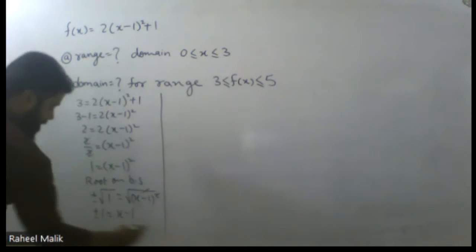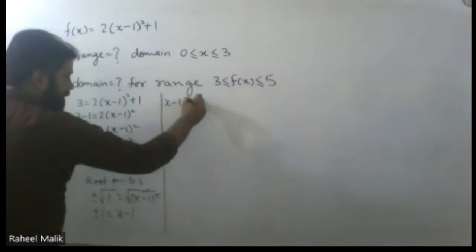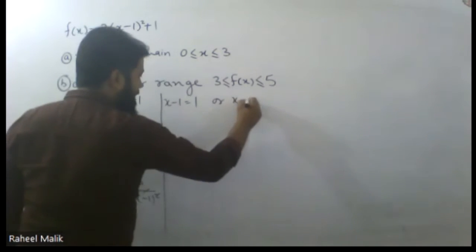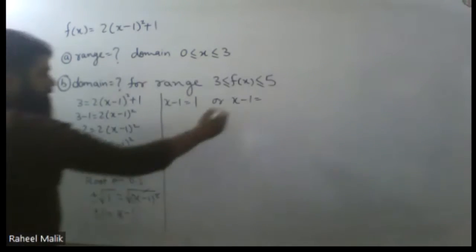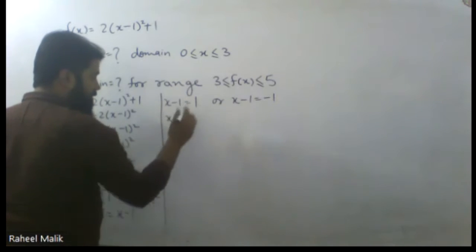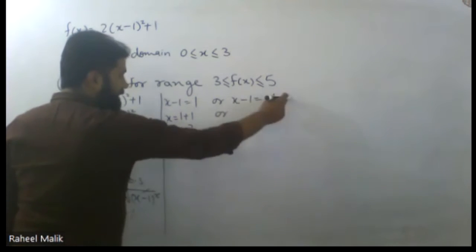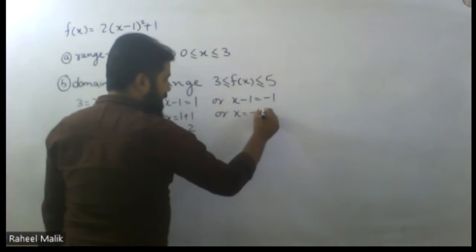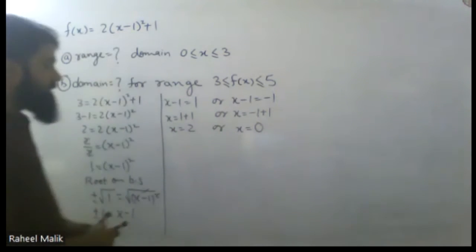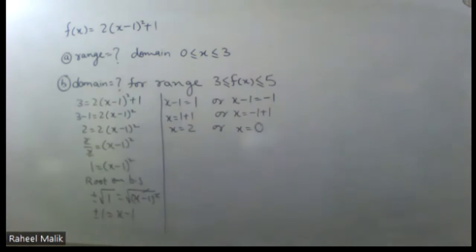So what will I do? First of all, x minus 1 will be taken equal to 1, and then x minus 1 will be taken equal to minus 1. Minus 1 shifted over here, x equals 1 plus 1, x equals 2, or minus 1 shifted over here, minus 1 plus 1, x equals 0. Okay, this is the domain coming when I am putting my f(x) as 3 over here.